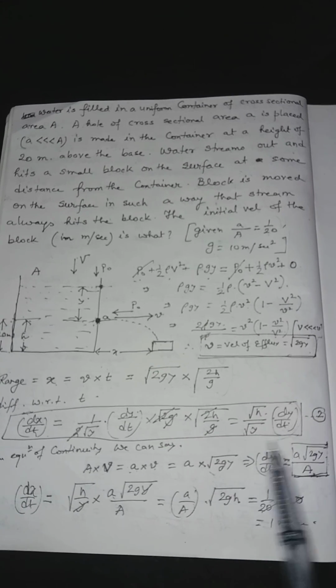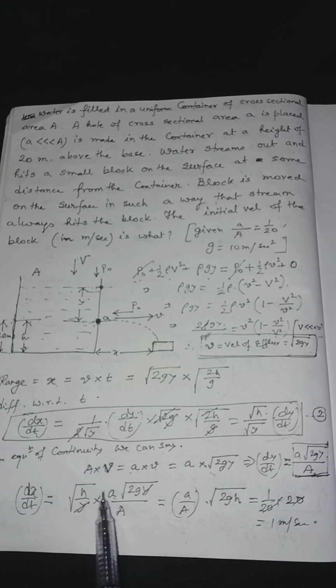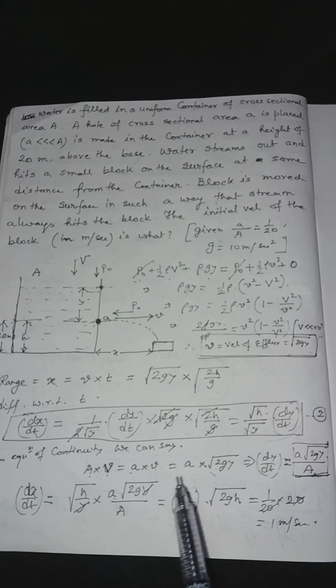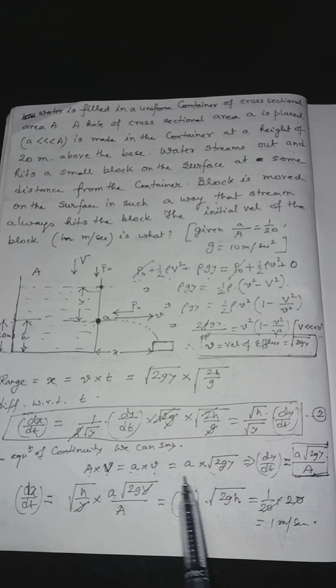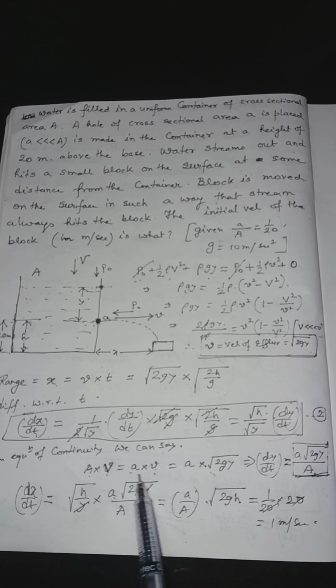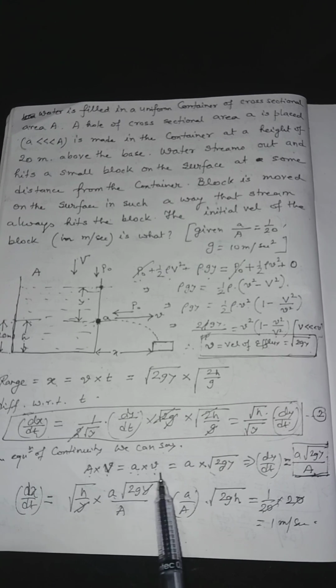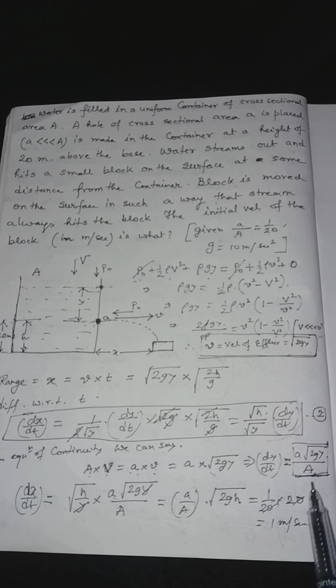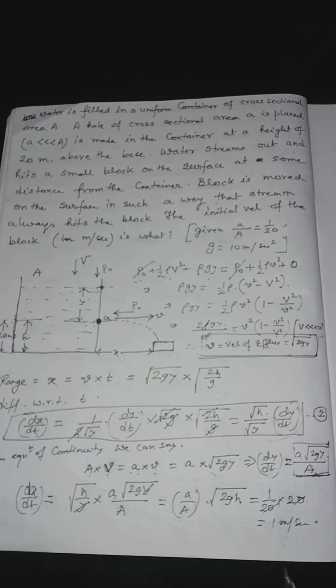Now from the equation of continuity we can say that capital A into capital V, that is area into velocity, is equal to small a into v. That v is basically the value of dy/dt. So we found the value of dy/dt using the equation of continuity, and after getting it, we put it over here, and that's the way we solved this problem.